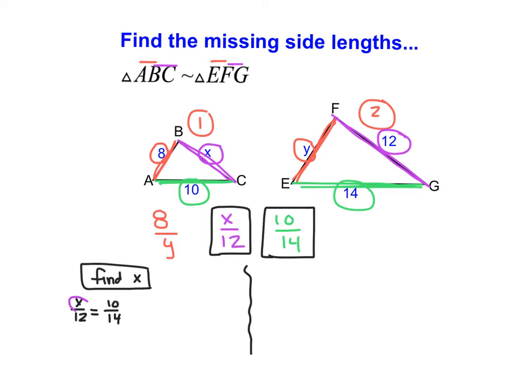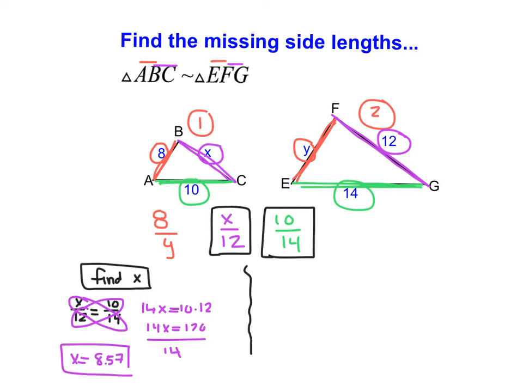So here, if I cross multiply, I end up with 14x is equal to 10 times 12. So that's 14x is equal to 120. Divide both sides by 14, and I find that x is equal to about 8.57. So there's my first value for x. I now know that x here is about 8.57.